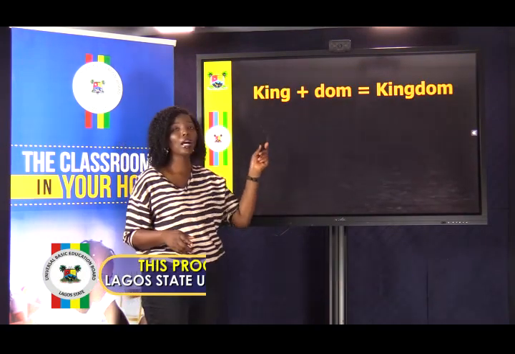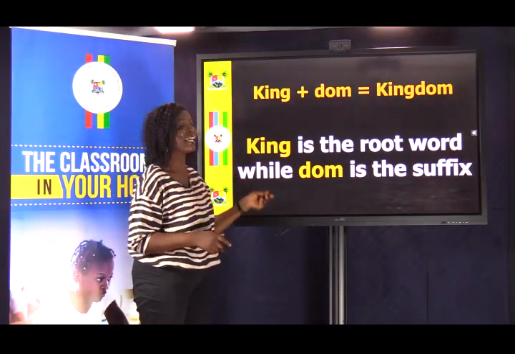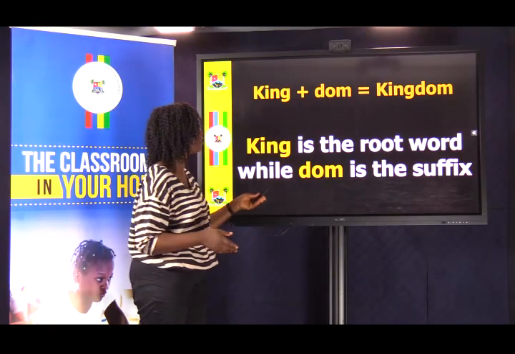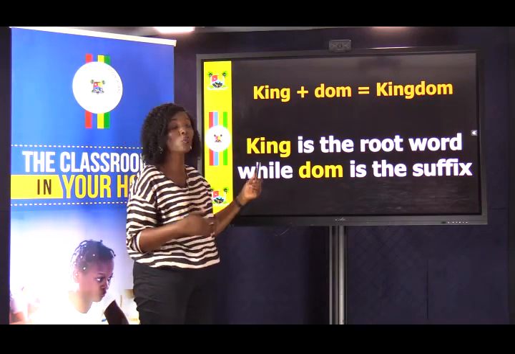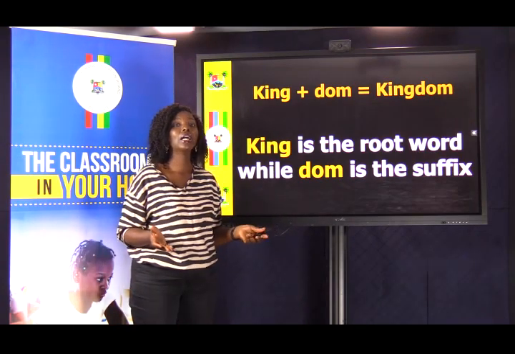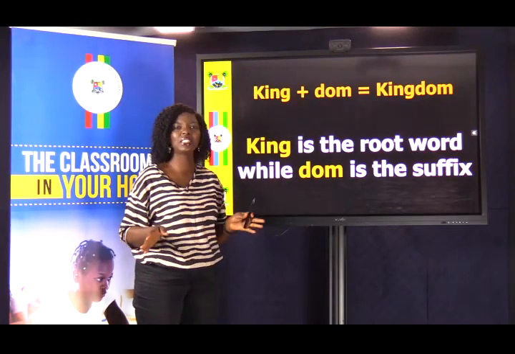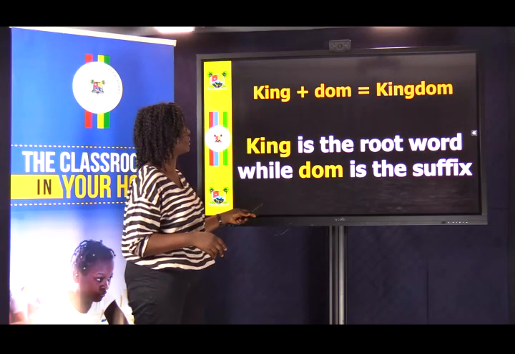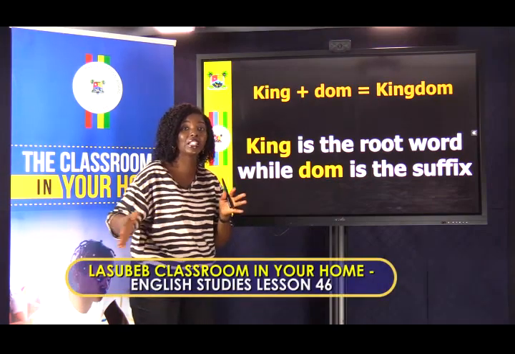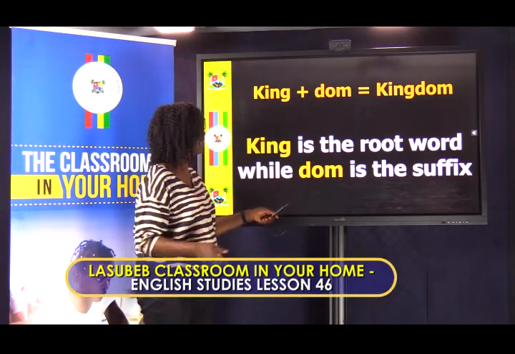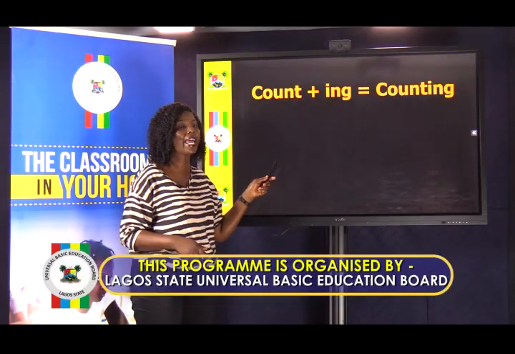Okay, another example, we have king and we have dom. Kingdom. King is the root word and dom is the suffix. I'm sure you know who a king is, right? Good. But when we add dom to it, kingdom actually means something different. It could mean his throne, or what that king is governing can be referred to as kingdom.